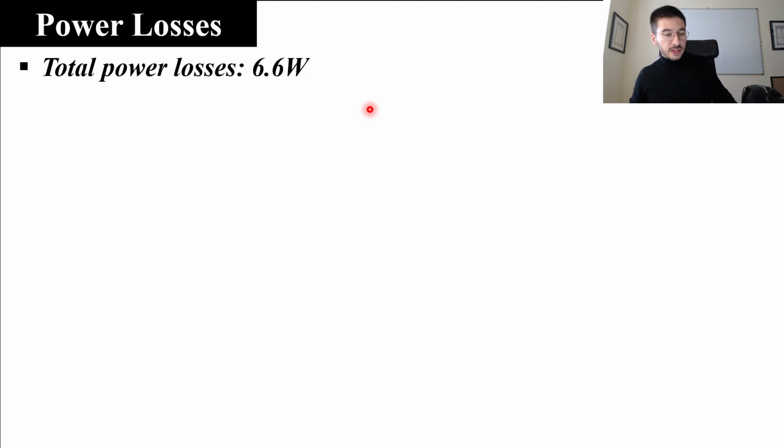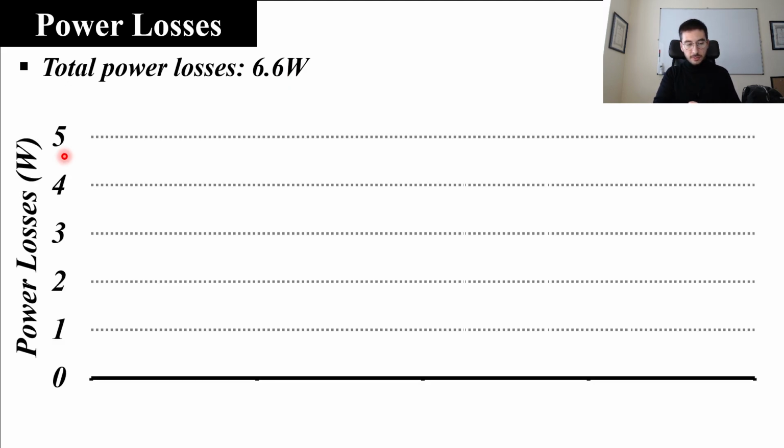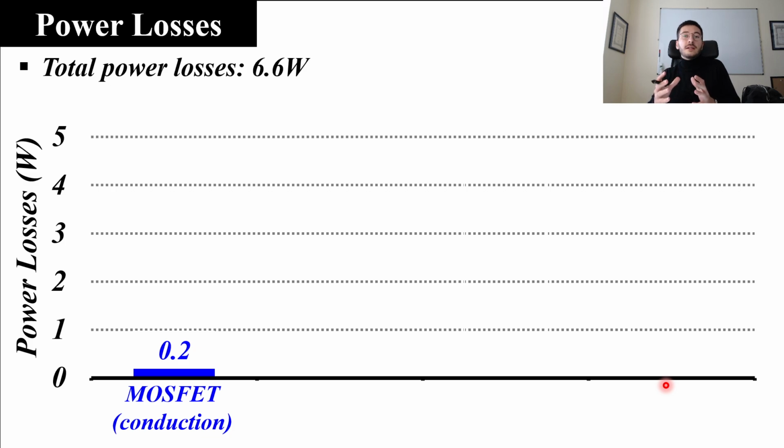From previous videos, we know that the total power losses we have according to LTspice is 6.6 watts. So let's see the contribution of each device. Here we have power losses, and I will indicate here the contribution of each component. Let's start with the MOSFET. I have split the MOSFET contribution into two parts: conduction losses and switching losses. In terms of conduction, we have 0.2 watts, so it's a very small contribution.